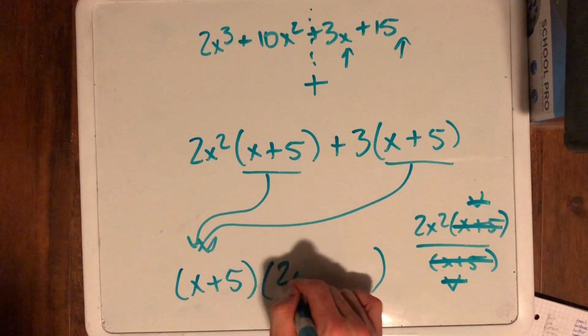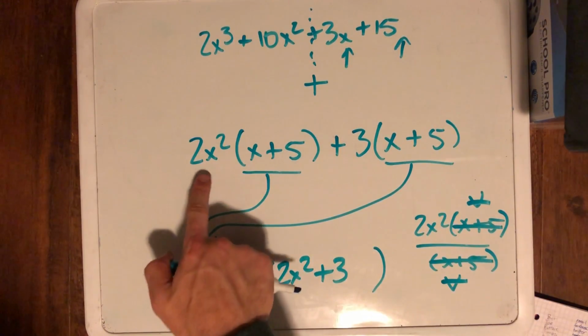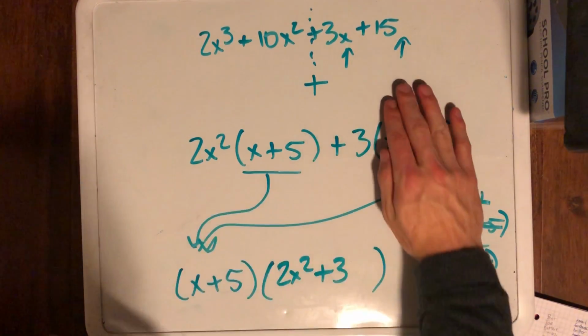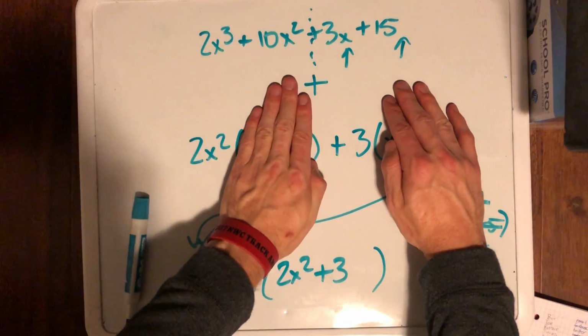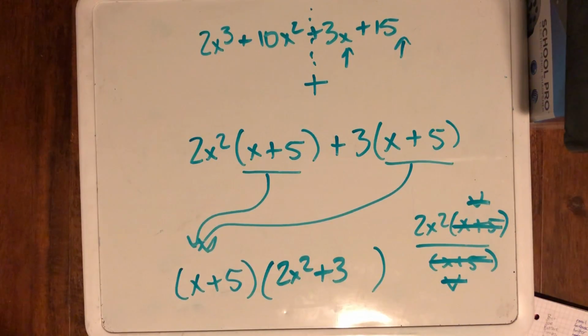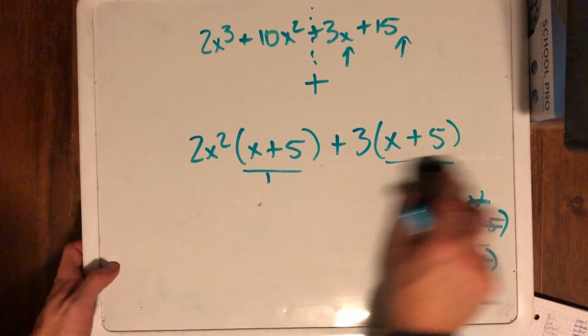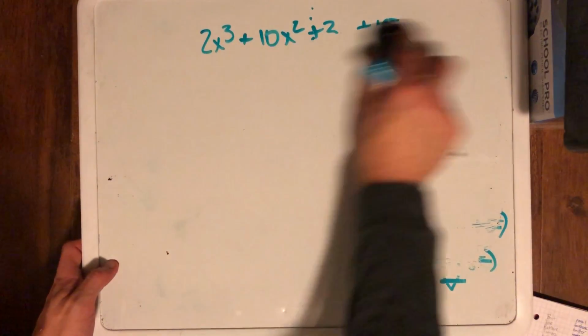Leaves us with 2x squared and then plus 3 if we were to do this one. Another way to do this is you can just see what's left over. If you were to take out our x plus 5's, we have a 2x squared and a positive 3. There you go. So we're going to move on to our next example. And like I said, this one's going to have a negative sign in the middle, which is going to change up our process just a little bit.